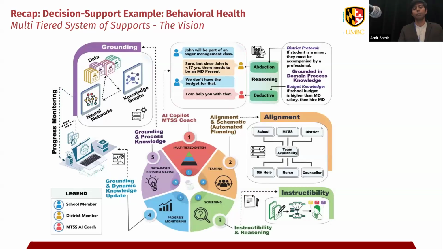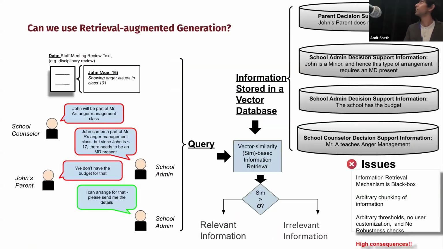The last part of the recap is this, the whole vision. Megha did a great job of explaining this, so I'll not dwell on this for too long, and we'll come back to this later. Okay. So first, before I show the implementation that we have, I'm sure this is a question on a lot of people's minds. Why don't we just use RAG, right?